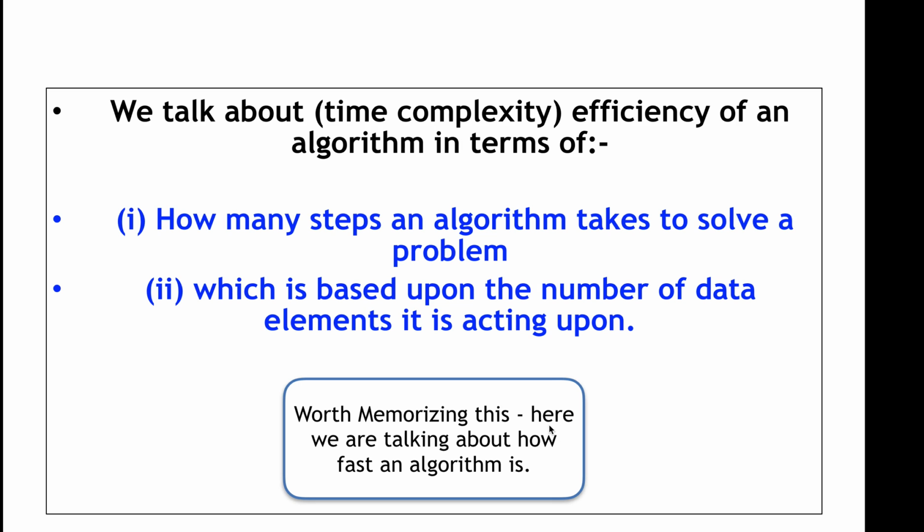And it is worth memorizing this whole piece of text here. And when we're talking about efficiency, and here we're talking about time complexity, we're actually talking about how fast an algorithm is. Now please note, there are two forms of efficiency, time and space. In this video here, we're only talking about time. We're talking about time, meaning how fast an algorithm is, which is measured in terms of the number of steps.